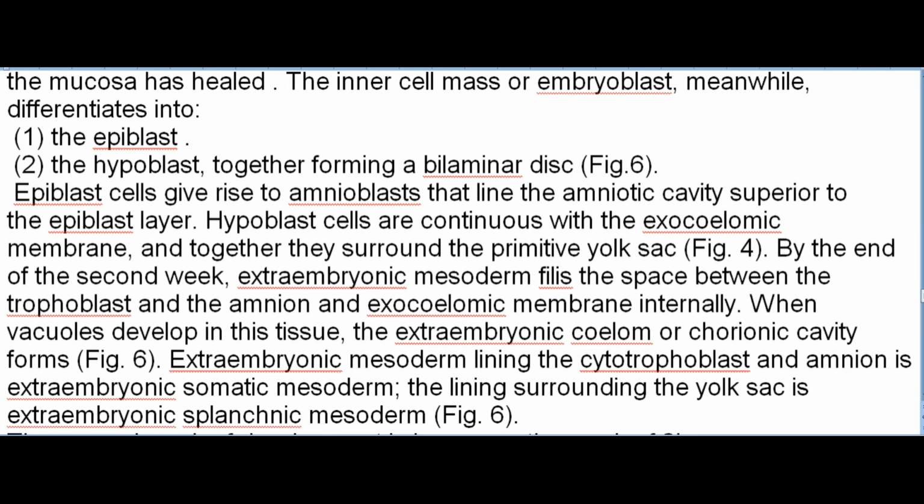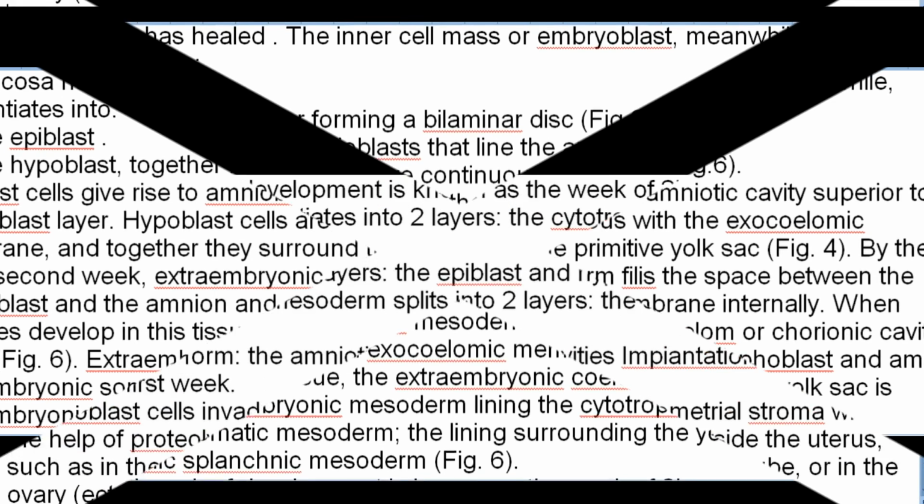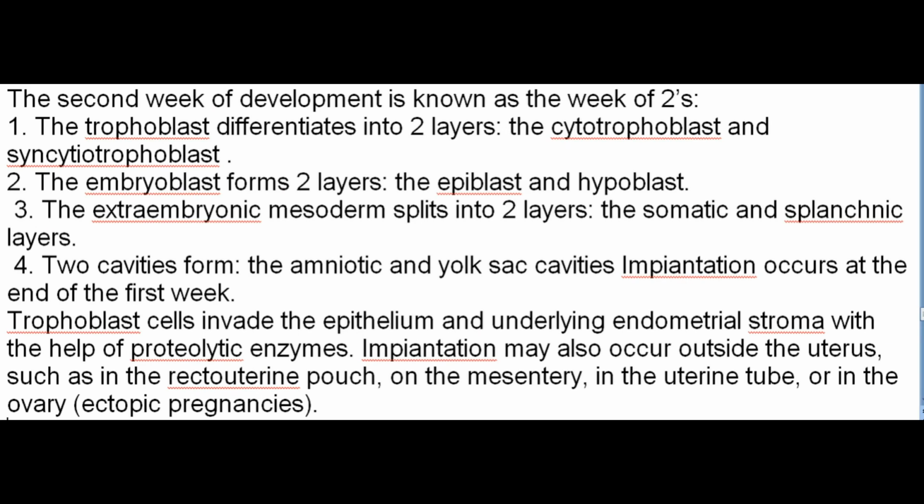By the end of the second week, extraembryonic mesoderm fills the space between the trophoblast and the amnion and exocoelomic membrane internally. When vacuoles develop in this tissue, the extraembryonic coelom or chorionic cavity forms, Fig. 6. Extraembryonic mesoderm lining the cytotrophoblast and amnion is extraembryonic somatic mesoderm; the lining surrounding the yolk sac is extraembryonic splanchnic mesoderm, Fig. 6. The second week of development is known as the week of 2s.